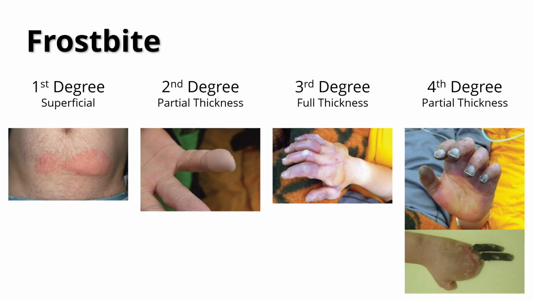And then we have fourth degree, and it says partial thickness there, and that is incorrect. It is more than full thickness. So fourth degree injury is completely through the dermis and involves relatively avascular subcuticular tissues. And so this is all the way through the dermis into the muscle.